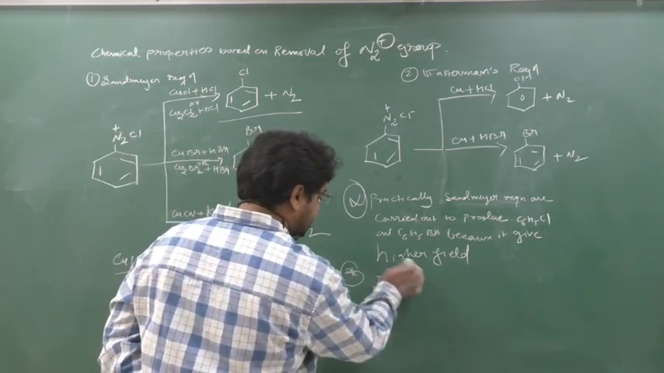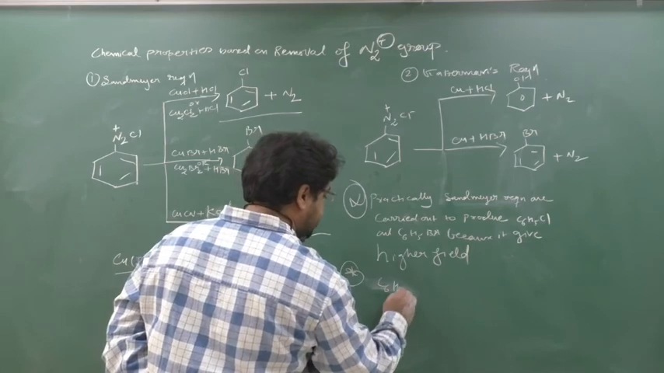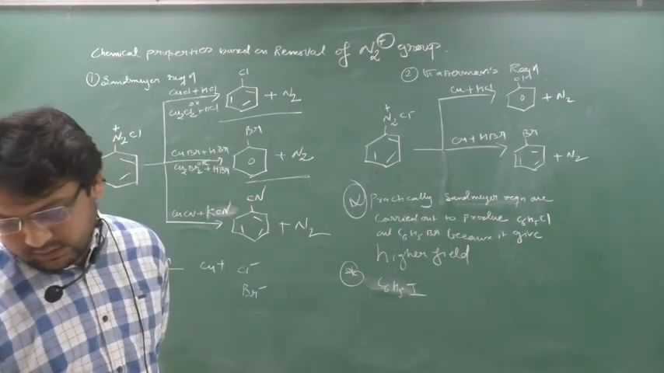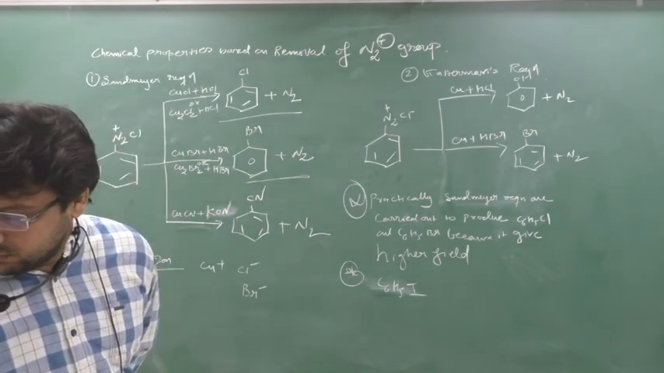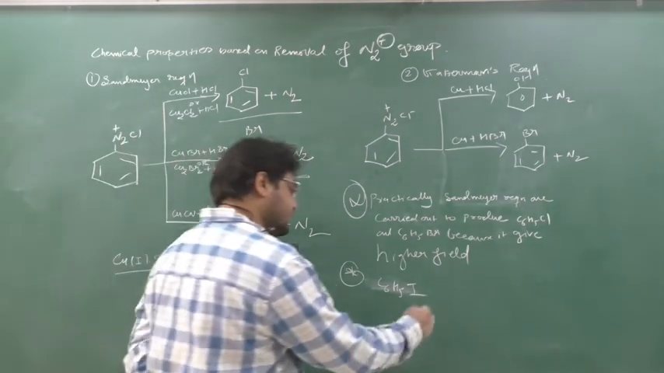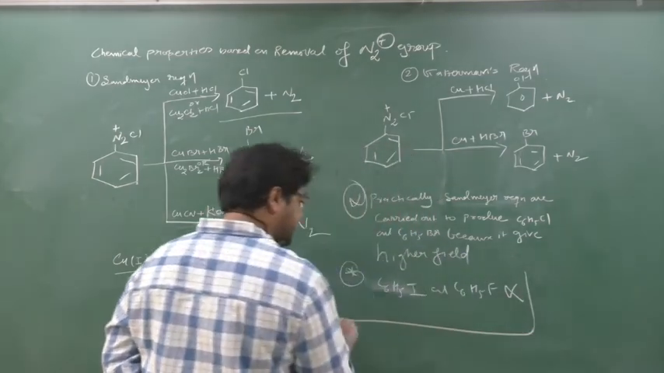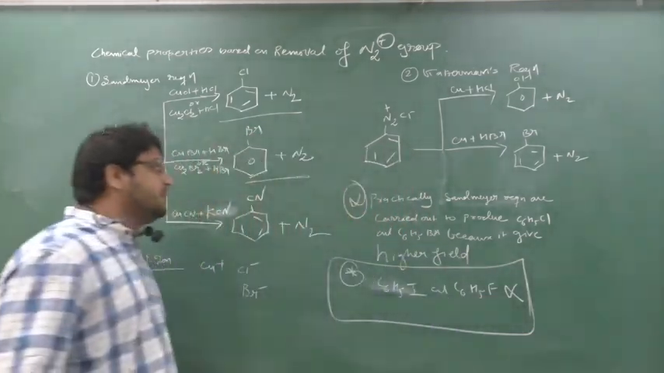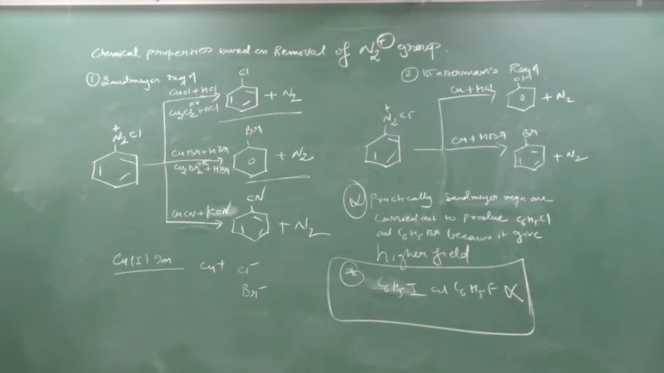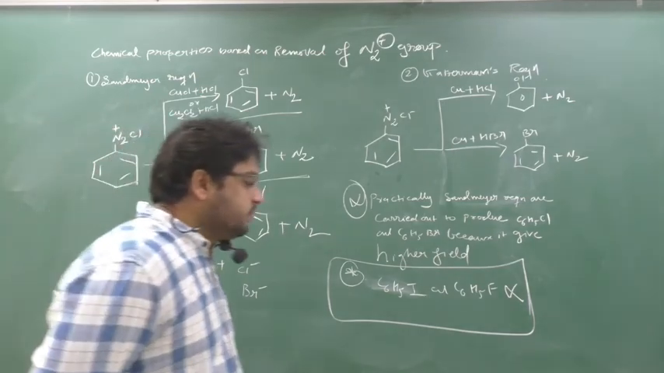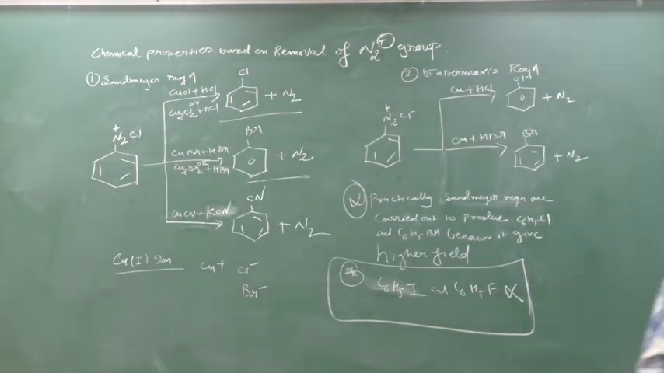Point number 2: iodobenzene, C6H5I, and fluorobenzene cannot be prepared here. So we cannot prepare iodobenzene and fluorobenzene by these two methods. Some other method is there, we will study it tomorrow.